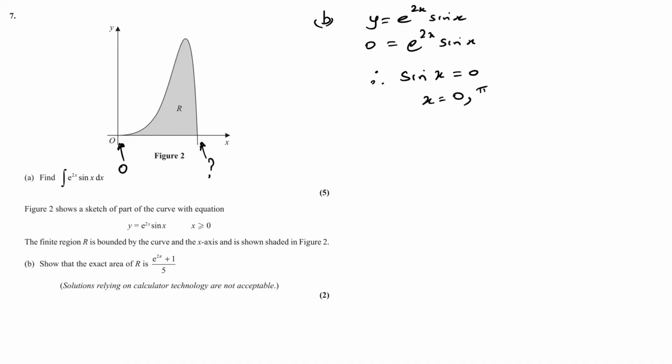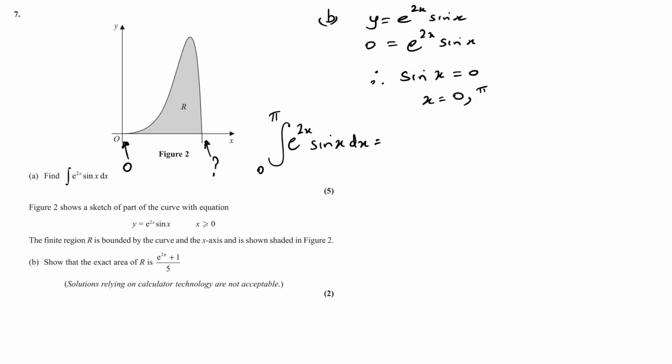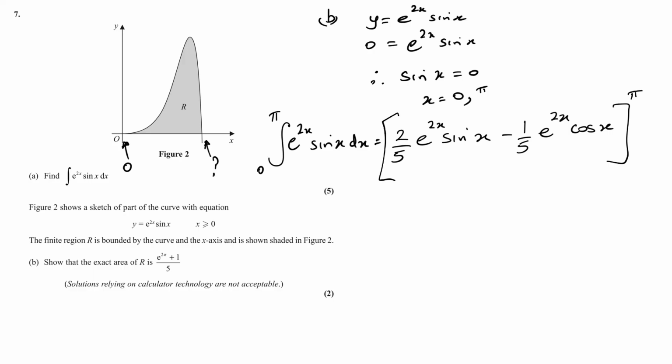So what I'm looking at is integrating between pi and 0 e to the 2x sine x dx, which obviously we have already integrated. And just paste it in from before. So that's what we have. And all we want to do is get rid of our plus c, put a set of brackets around it, with pi and 0, and then substitute in.